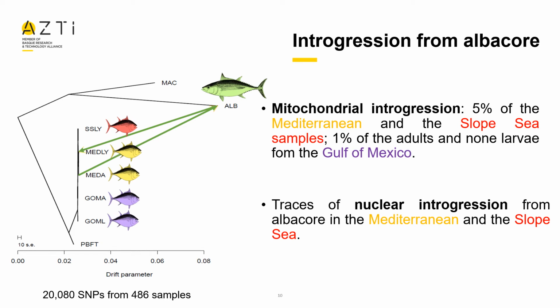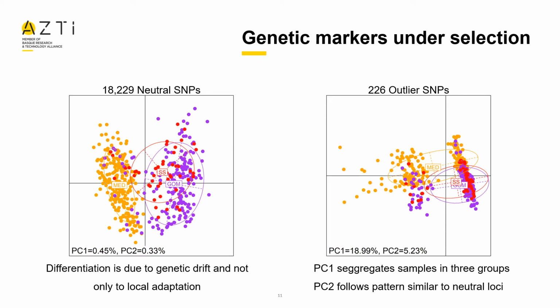This means that this hybridization event probably occurred in the Mediterranean Sea, and then it propagated to the slope C through gene flow. However, the signal was not strong enough to originate the genetic differentiation between the Atlantic and Mediterranean spawning grounds. As local adaptation driven by adaptive genetic markers can also maintain genetic differentiation in the presence of high gene flow, we sought genetic candidate positions to be under natural selection.